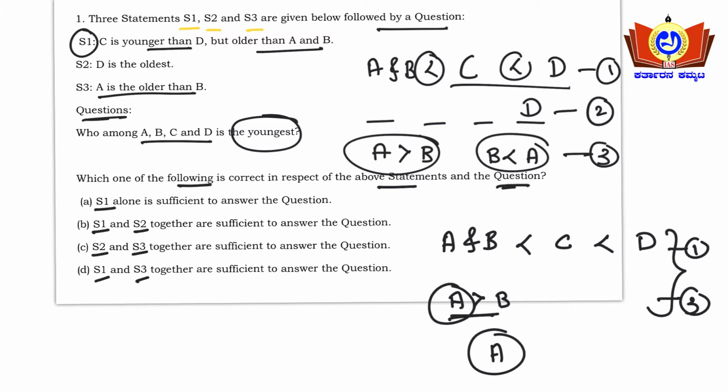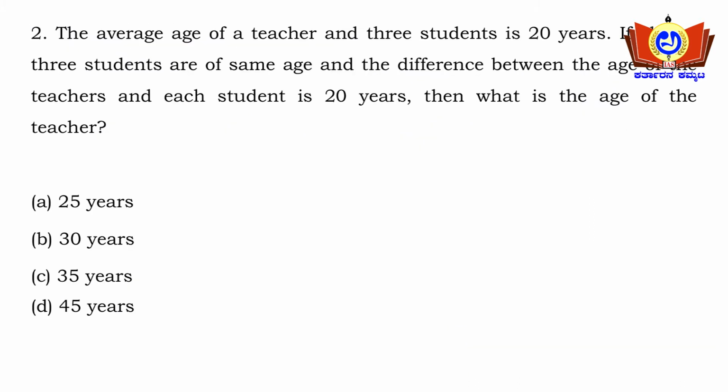According to statement 1 and statement 3, when they are read together, then only we can say that amongst A, B, C, D, A is the youngest. Hence statements 1 and 3 are sufficient to answer this question. Option D will be the right answer here. So, moving on to the next question.